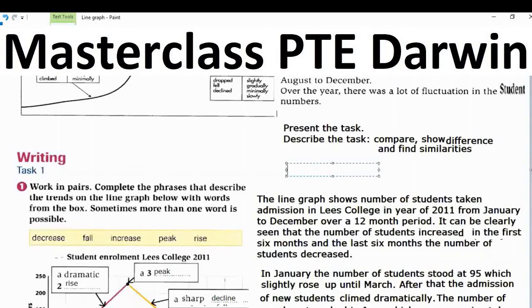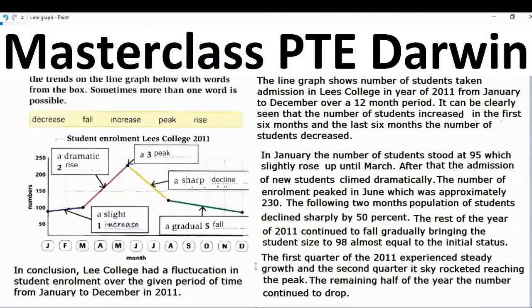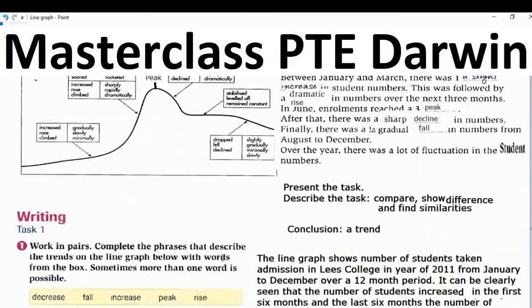And in conclusion, it's better to write a general trend. You find a trend. So the trend, actually some people write in the introduction. You see here we have seen that it can be clearly seen that the number of students increased in the first 6 months, and in the last 6 months the number of students decreased. So we have included the trends there. And here we have given just an overview. That you can do as well.